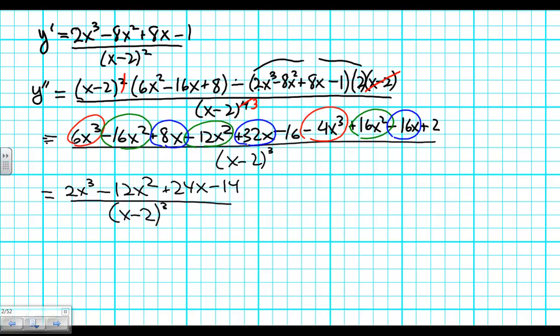I gave up at that. We can take out a 2. This is why we need Wolfram Alpha. We can take out a 2, and we get 2 times x cubed minus 6x squared plus 12x minus 7 all over x minus 2 cubed.